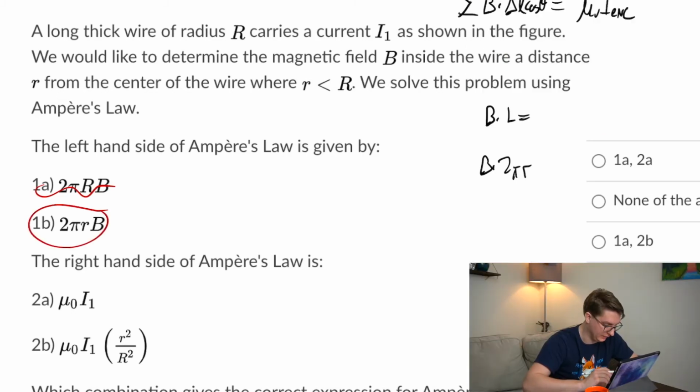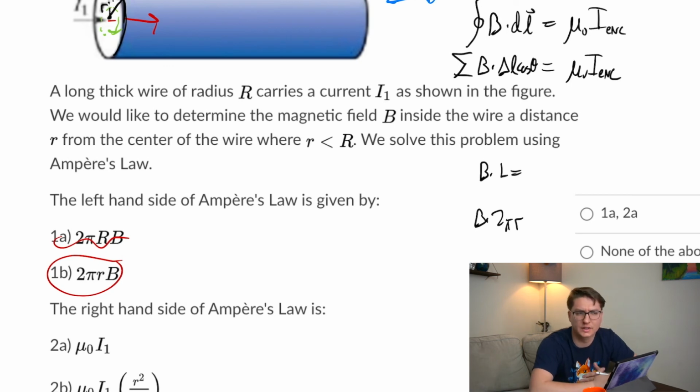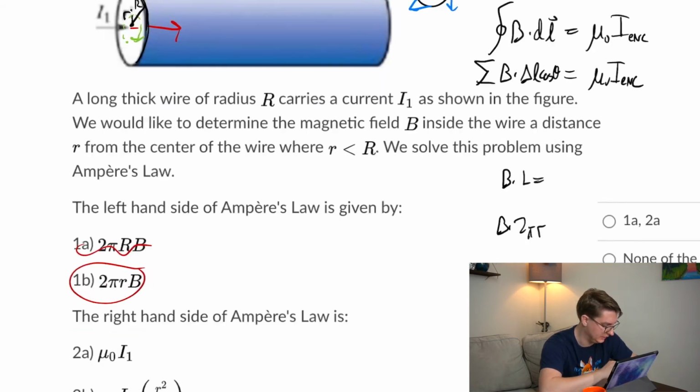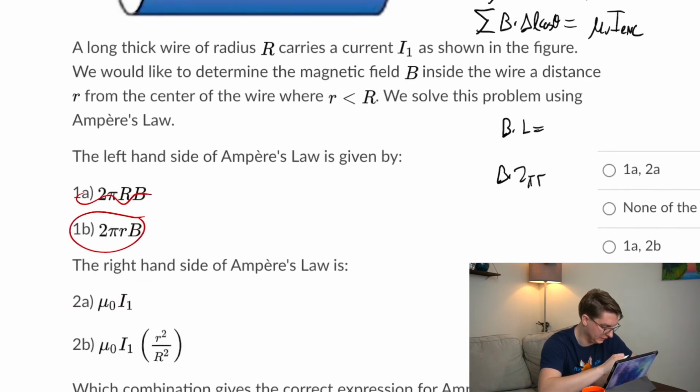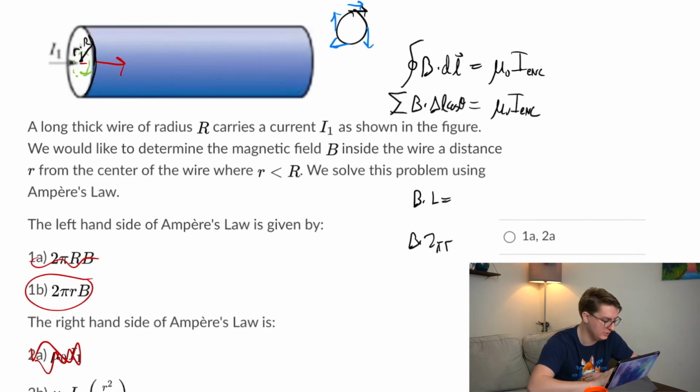What does the right-hand side look like? Well, it's not going to be the total I1. We're only counting the current that gets enclosed. You notice how we're not enclosing all the current, we're only enclosing this amount. So we actually need to use only a certain expression. It's not going to be this one. So we could just say, oh, it's the next one down. But how do we know it's little r squared over R squared?